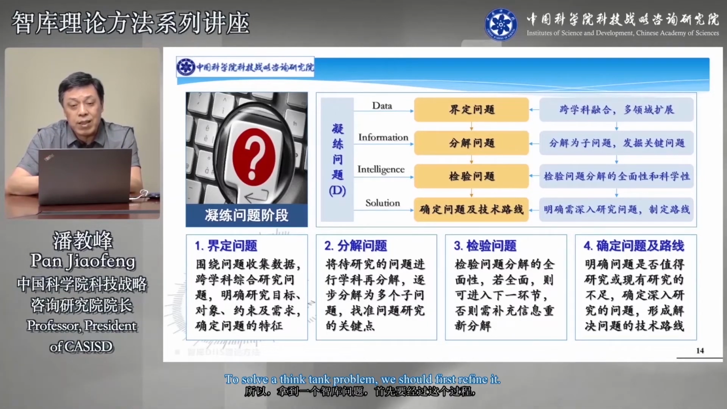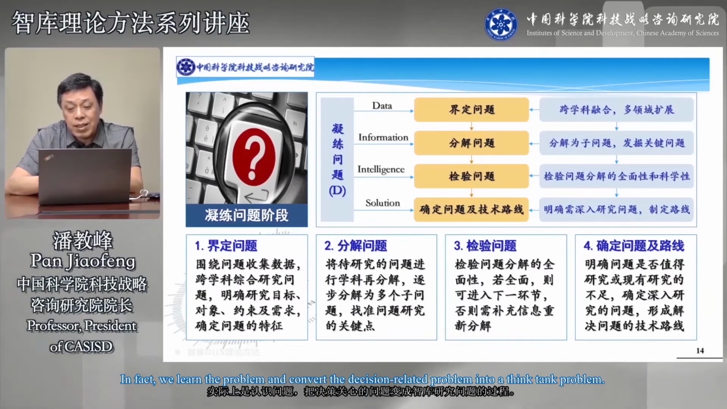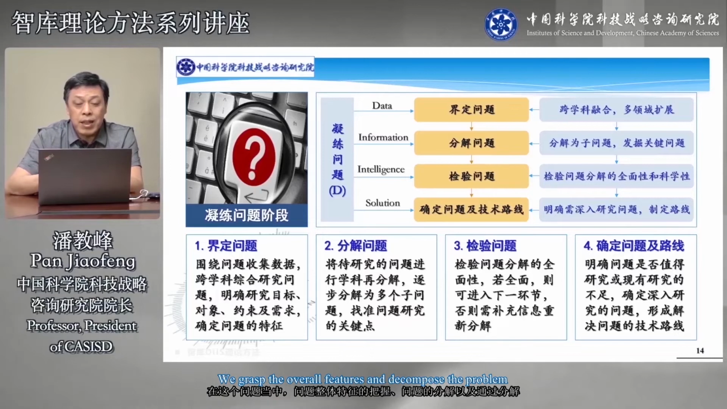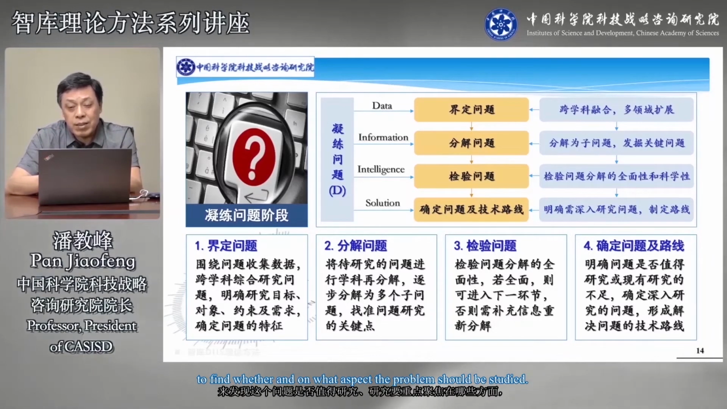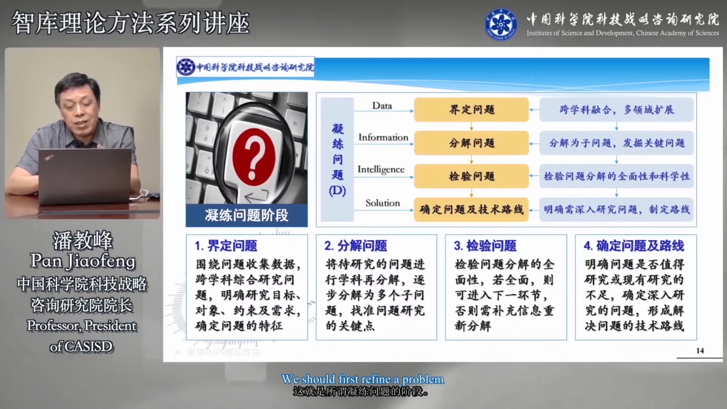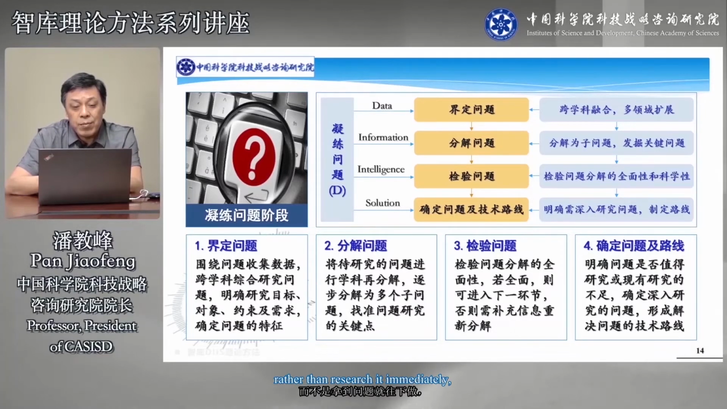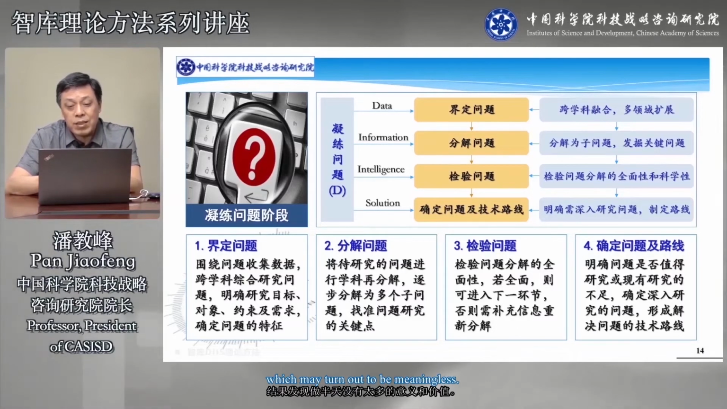To solve a think tank problem, we should first refine it. In fact, we learn the problem and convert the decision-related problem into a think tank problem. We grasp the overall features and decompose the problem to find whether and on what aspect the problem should be studied. We should first refine a problem rather than research it immediately, which may turn out to be meaningless.